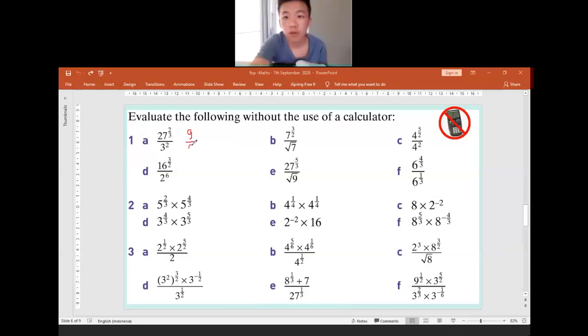Is there anyone who gets confused about how to get 9? Is there anyone who has any confusion? I know Steve has no confusion, but I'm asking your friends. Is there anyone else having any confusion? No. Yes, PP.